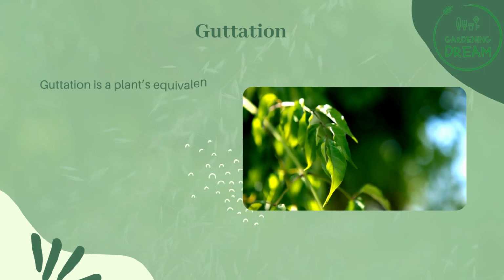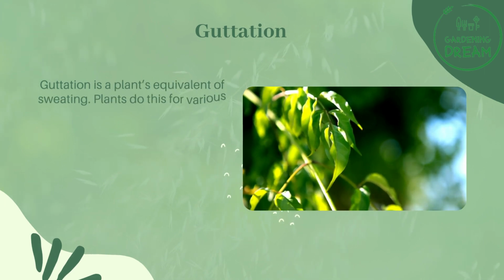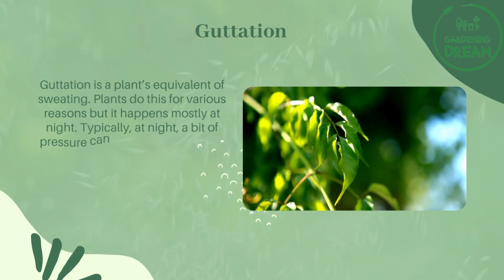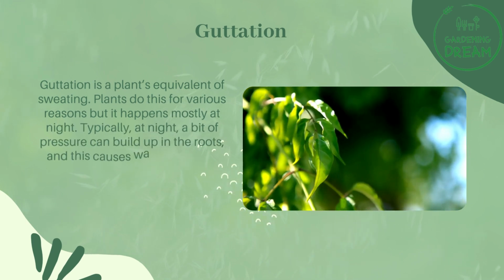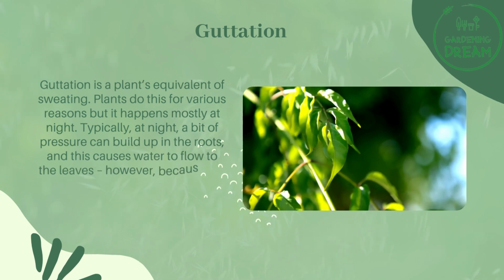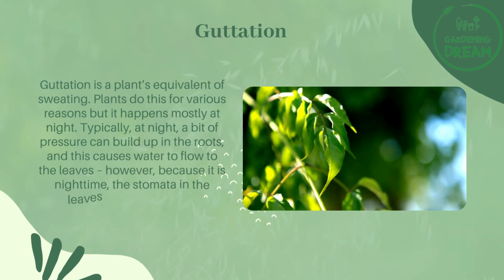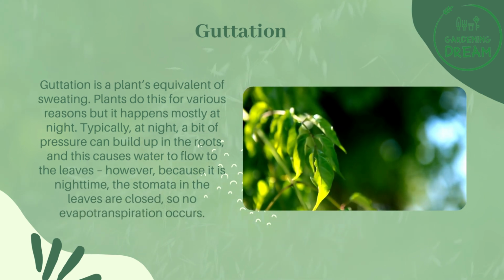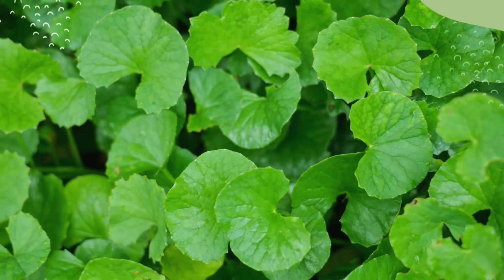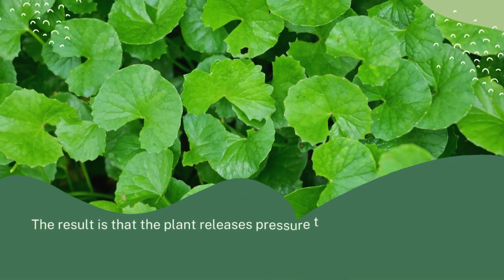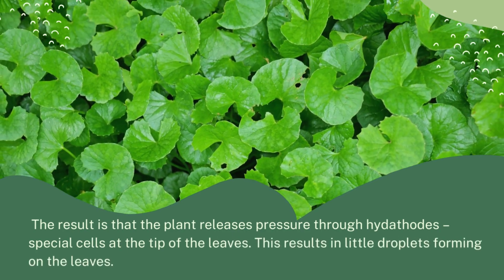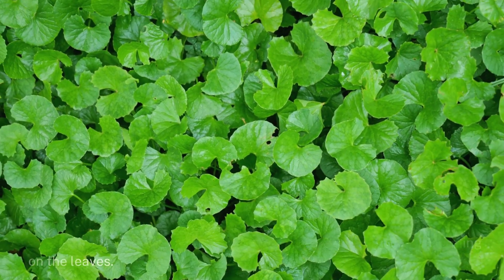What is money tree sap? Guttation. Guttation is a plant's equivalent of sweating. Plants do this for various reasons, but it happens mostly at night. Typically, at night, a bit of pressure can build up in the roots, and this causes water to flow to the leaves. However, because it is nighttime, the stomata in the leaves are closed, so no evapotranspiration occurs. The result is that the plant releases pressure through hydathodes, special cells at the tip of the leaves. This results in little droplets forming on the leaves.